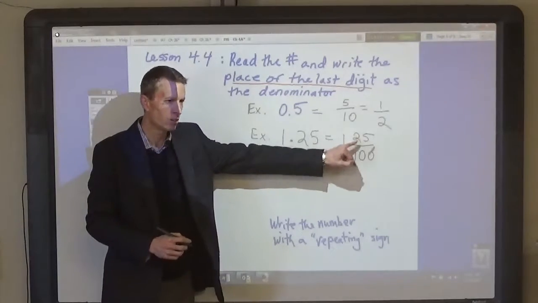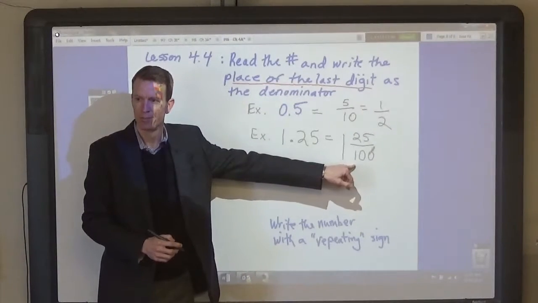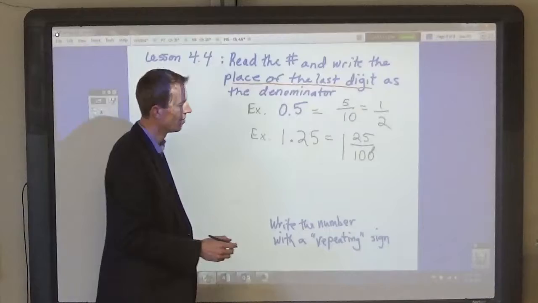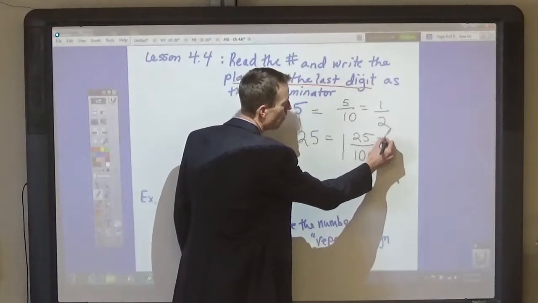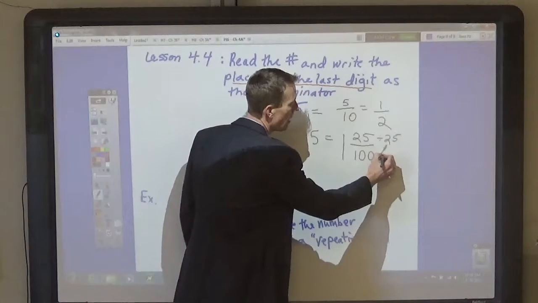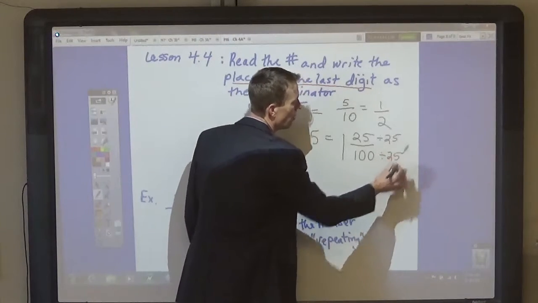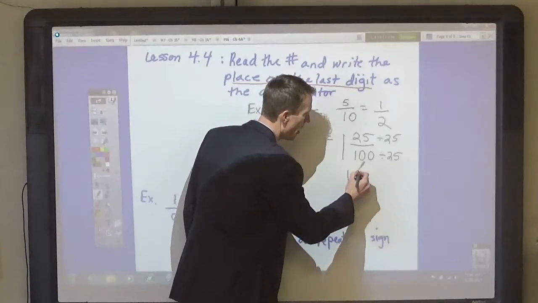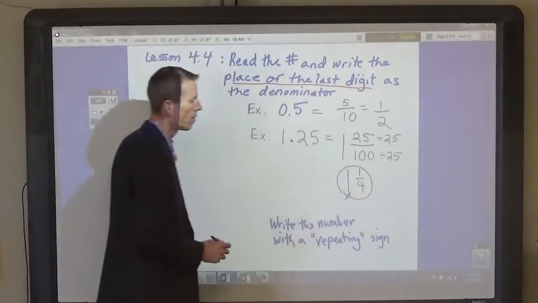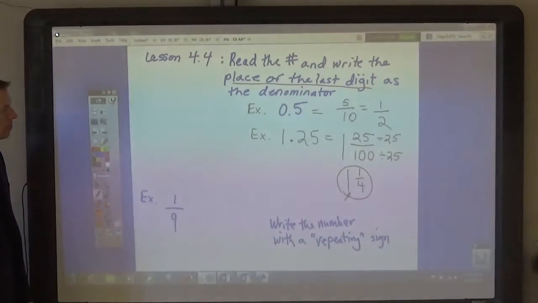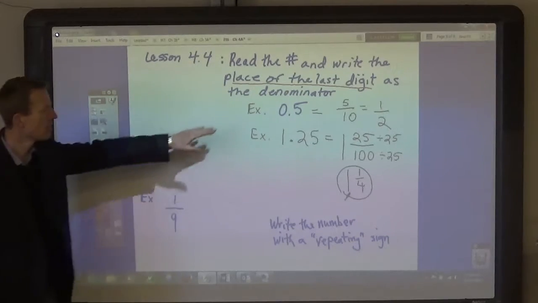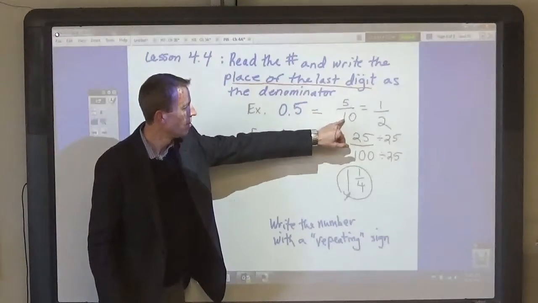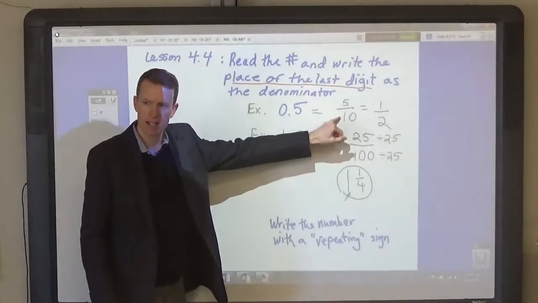But we can't leave this as 25 hundredths. We have to reduce this also. Right, Nate? What would we reduce this to? 1/4. Correct. Yep. Reduce this by dividing both by the greatest common factor, which is why we learned how to do that. And then we can get 1 and 1/4. Okay? So, converting decimals to fractions: read the number and then write it in fraction form, making the place as the denominator.